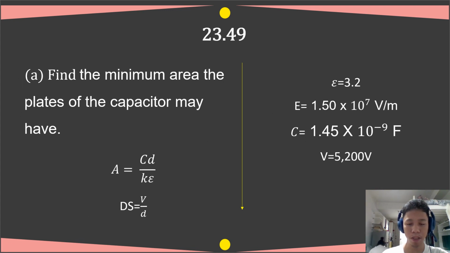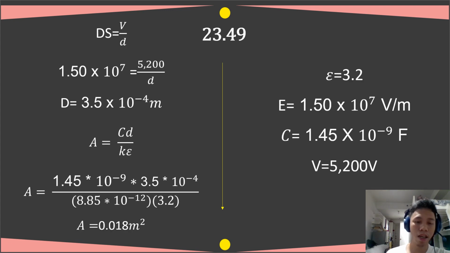So we will find the minimum area the plates of the capacitor may have. As usual, we're gonna use the given values. And then after that, we're gonna use the formula for the area of the parallel plate capacitor. And then for the dielectric strength, we just equate it to the volts over the thickness, which is denoted by T. So in the dielectric strength formula, you just substitute the given values, and for the thickness you're gonna get 3.5 times 10 raised to negative 4 meters.